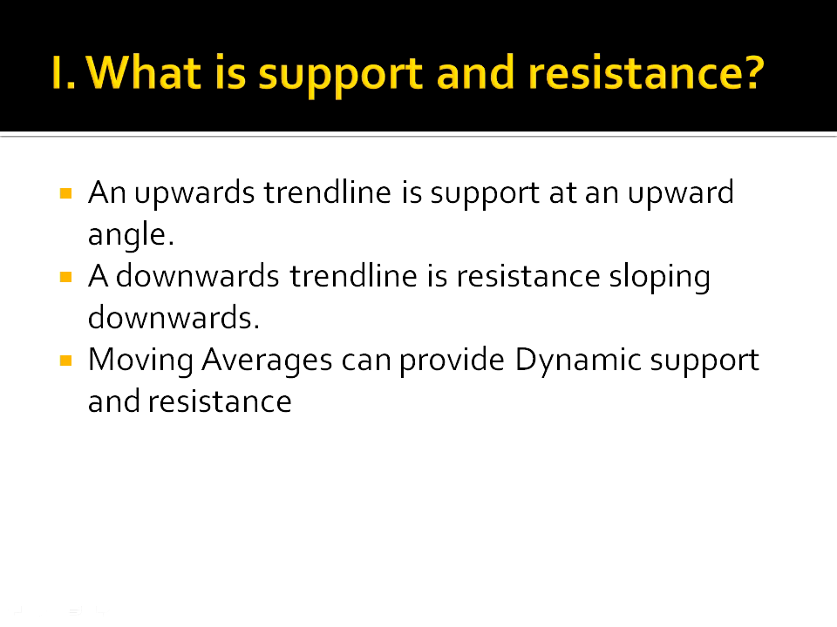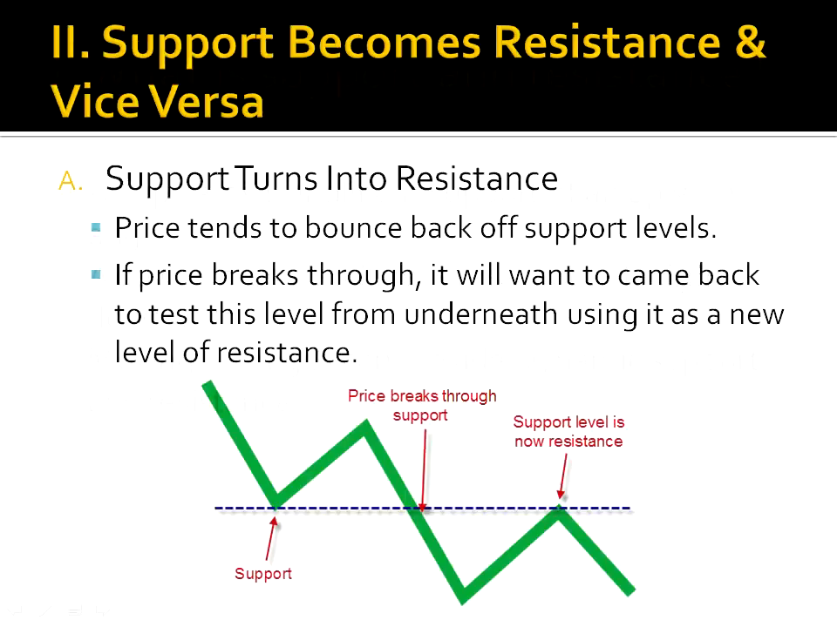An upward trend line is support at an upward angle. As the price zigzags its way upwards, you'll be able to draw a line that connects the bottoms, and this line will be at an upward angle. And in a downtrend, price will zigzag its way down, and across the top, you'll be able to connect the highs as they get lower and lower, and this becomes a downward trend line. Moving averages can provide dynamic support and resistance. Price will bounce off of certain moving averages as it follows price along.